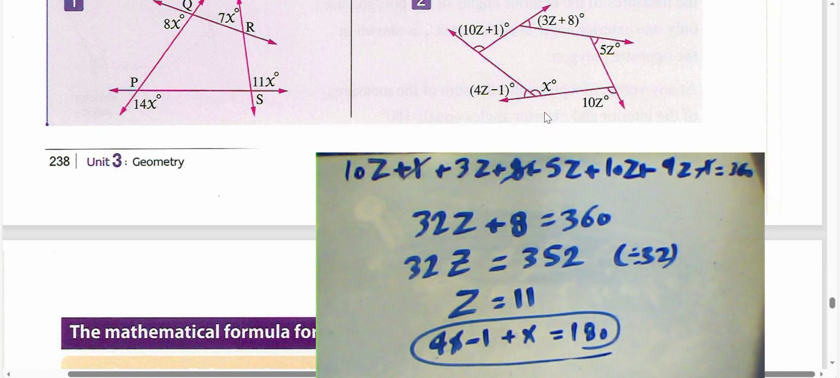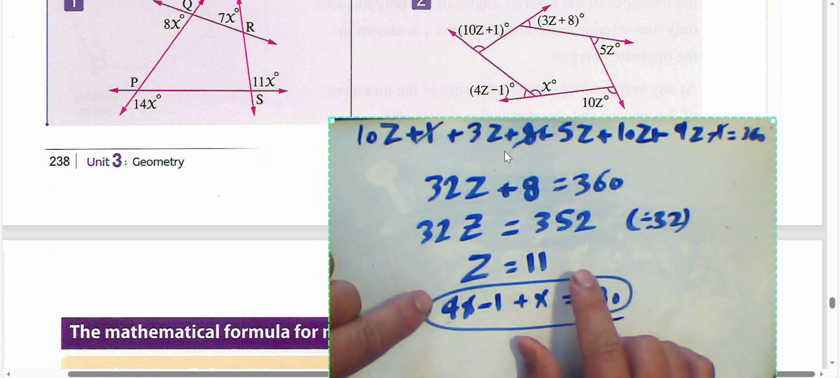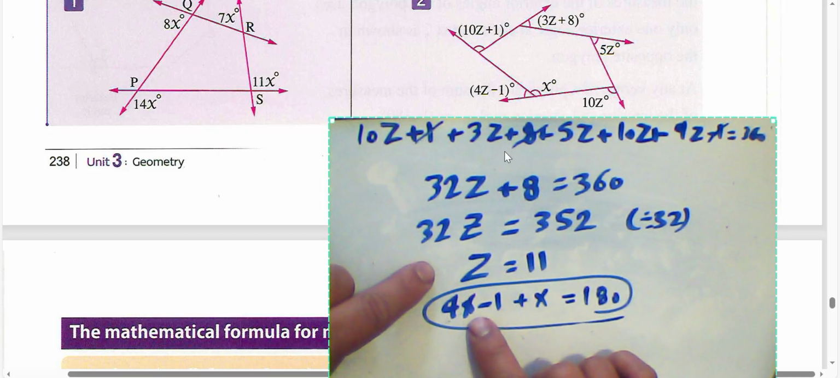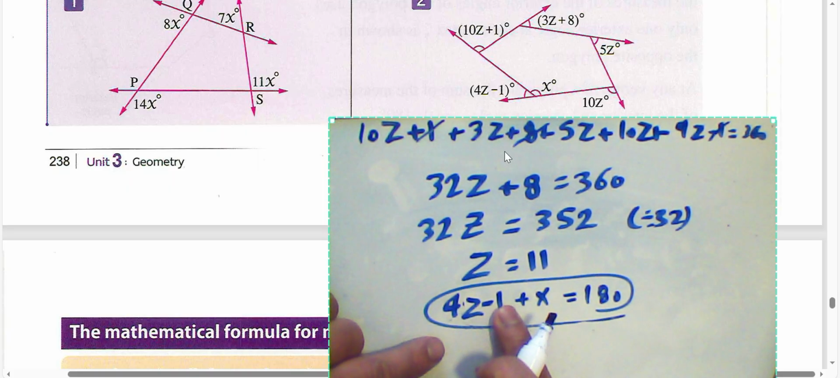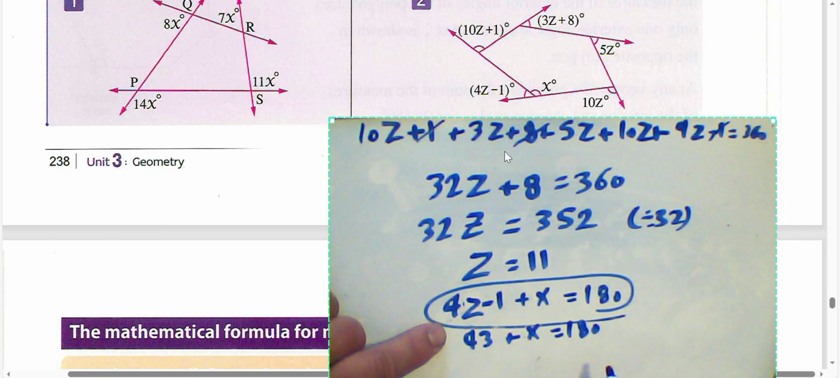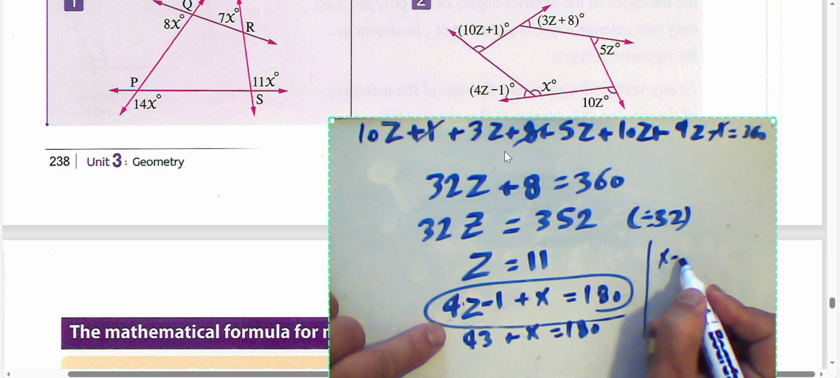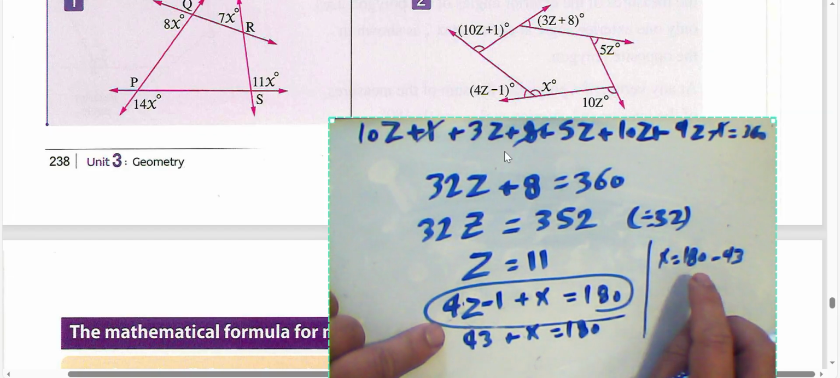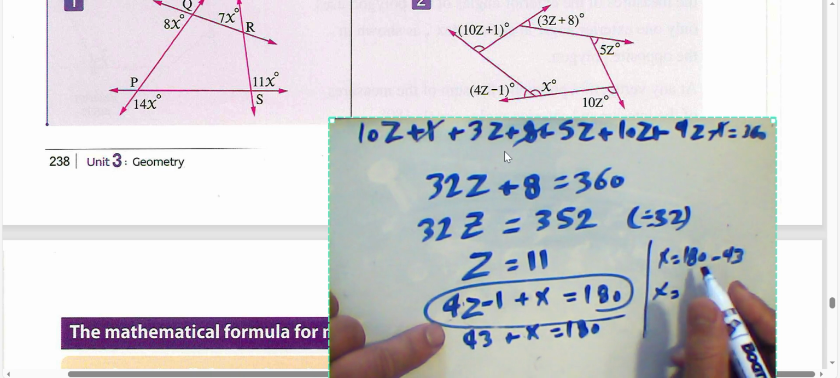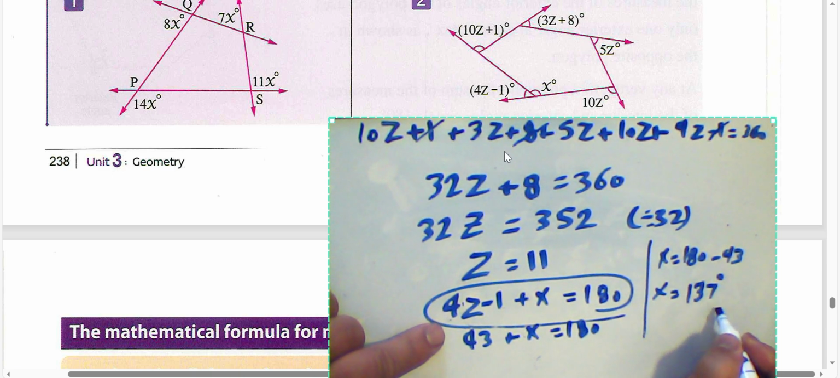And we can put the value of z here, 11. We found z is 11. Then we can put it where z is. This is z. Yes, 4z minus 1 plus x equals 180. 4 times 11 equals 44. 44 minus 1 equals 43, plus x equals 180. Then x equals 180 subtract 43. The angle here is 137.